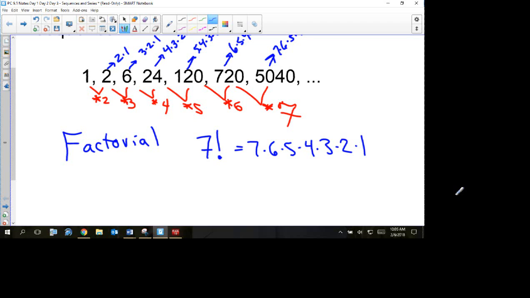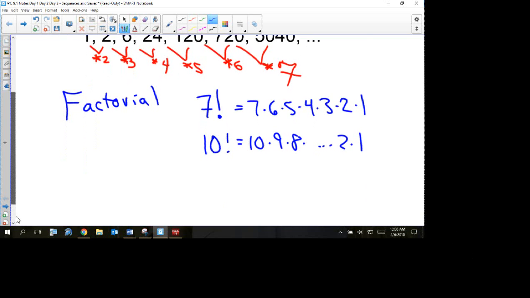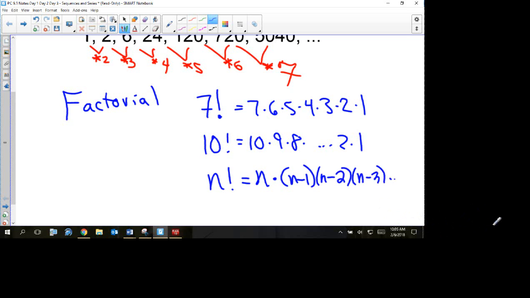So if I do something like 10 factorial, what would we write? What if I wrote n factorial? n times n minus 1 times n minus 2 times n minus 3, and then so on until we get down to 1. However many that is. You're just taking 1 away each time.